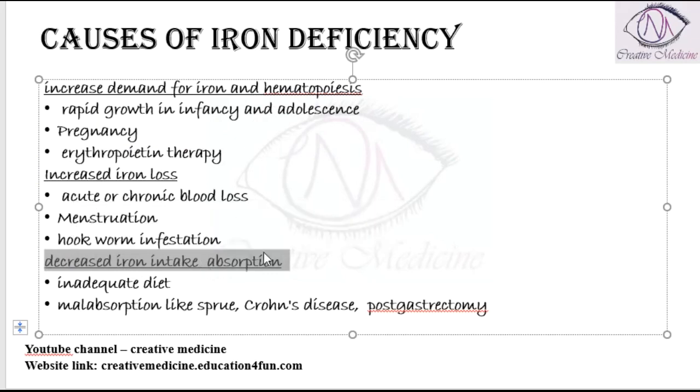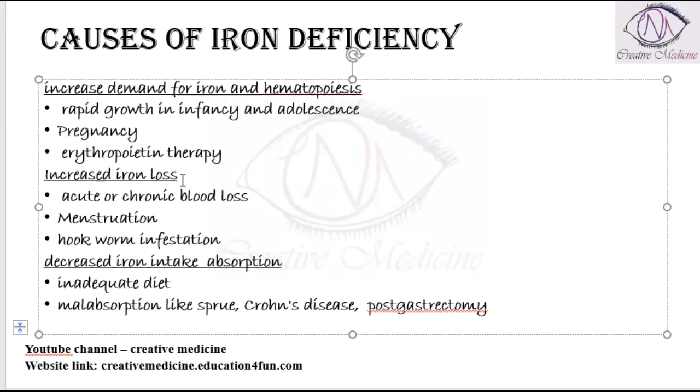So, increased demand of iron and hematopoiesis is seen in rapid growth in infancy and adolescence. In order to produce large amounts of RBCs, we require more iron. Then in pregnancy, obviously the mother has to provide the iron to the baby also, so there is increased demand of iron. In erythropoietin therapy, there is increased demand of iron, because if you give erythropoietin therapy, you are stimulating blood production, so iron requirement is also more.